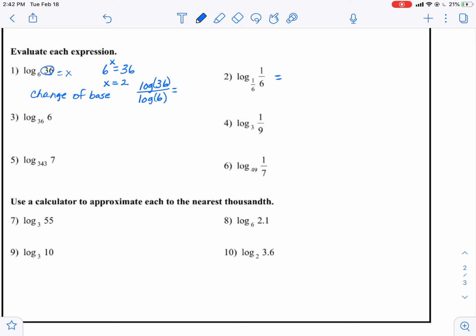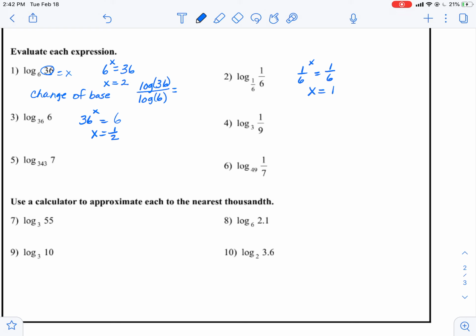Okay, our next one, again, I don't really need an equal sign, so let me take that out. 1/6 to the x, or y, or whatever you want to put, equals 1/6. So in this case, x equals 1. Okay, next one, 36 to what power would be 6? Now we know that that would be the square root of, and remember the square root is the 1/2 power.